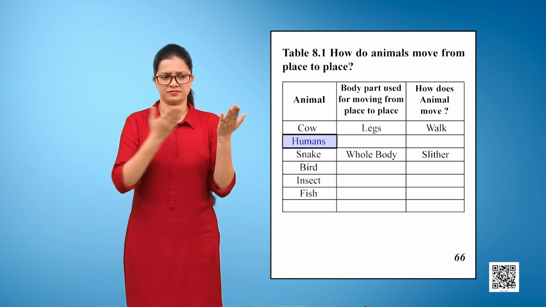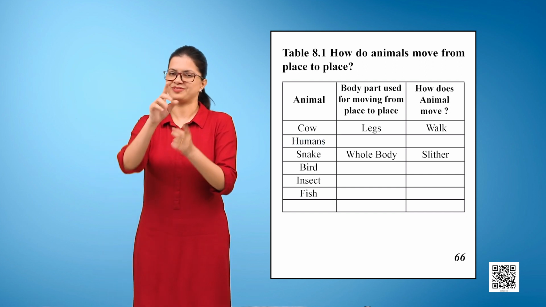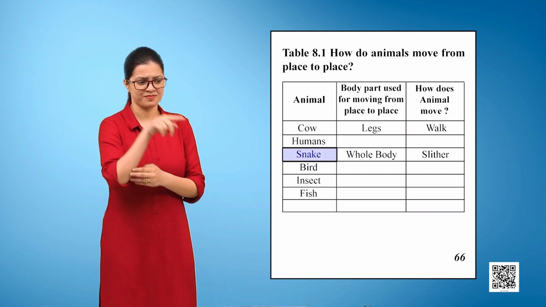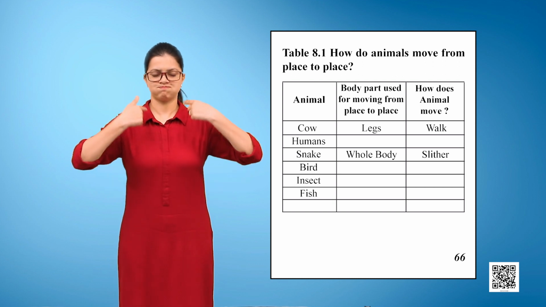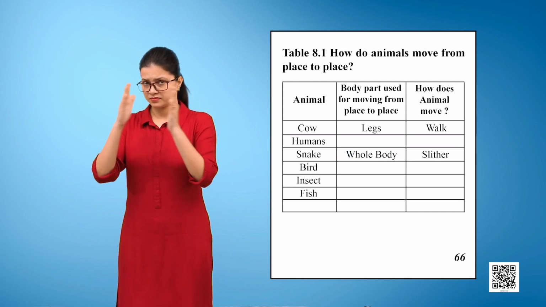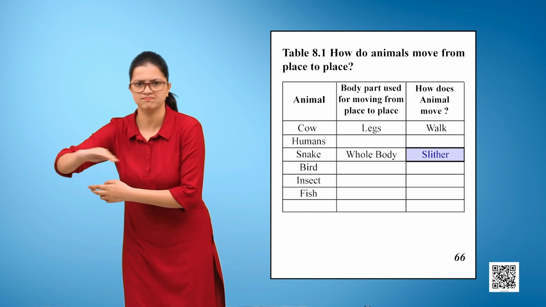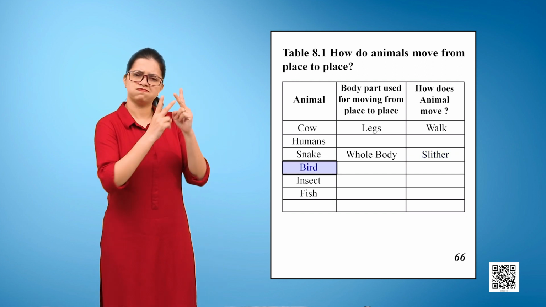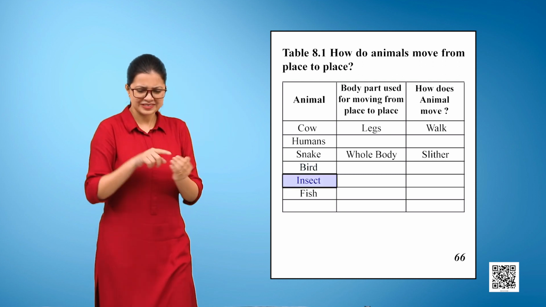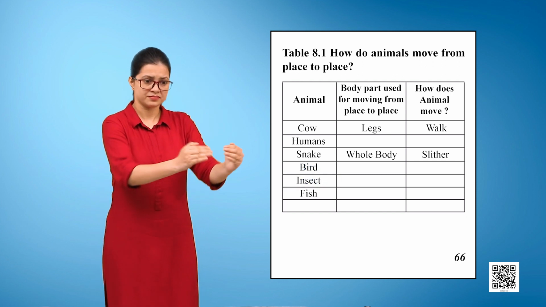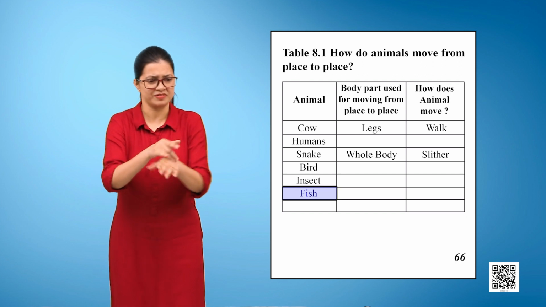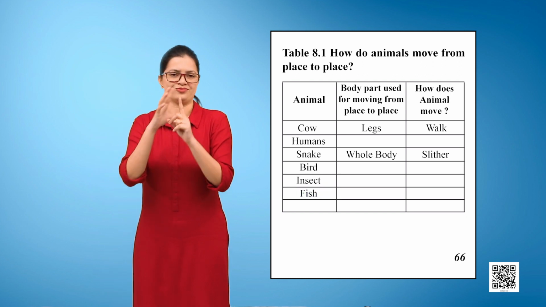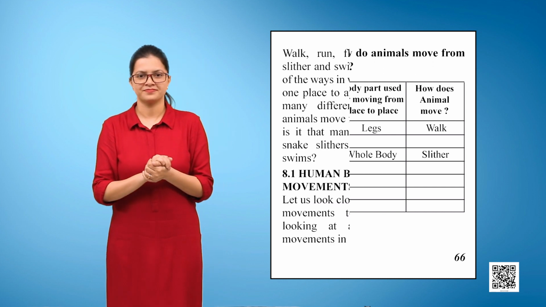Humans. Complete this column. Snake. Body part used for moving from place to place, whole body. How does the animal move? Slither. Bird. Insect. Fish. These columns are left blank for you. Complete this table according to your observation.